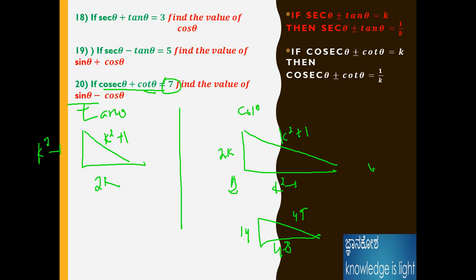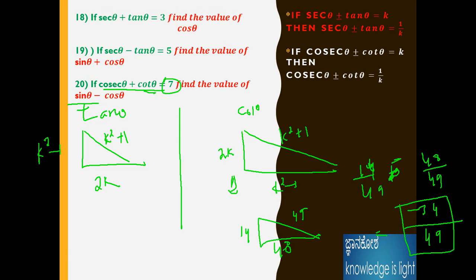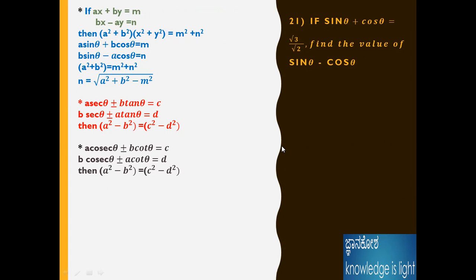Opposite is nothing but 14 divided by 49. Here the given question is minus cos theta, adjacent is 48 divided by 49. Therefore 14 is the LCM. 14 minus 48 is minus 34, because the greater sign is minus, therefore minus 34 by 49 is the answer for this question. Okay, next problem.